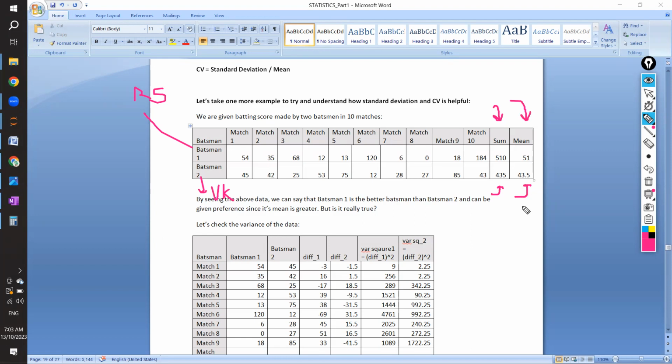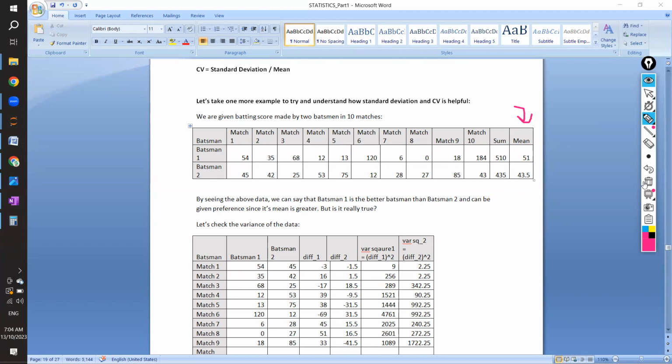Agree? So, what is mean, guys? Sum of all numbers, that means sum by total, right? Mean is what? Sum by total. Now, what is total? Total is 10. Sum is 510. That's why 510 by 10, you will get 51. Agree? And for the other, 435 by 10, 43.5. Clear? How did they calculate mean? Simple, right? Sum by total.